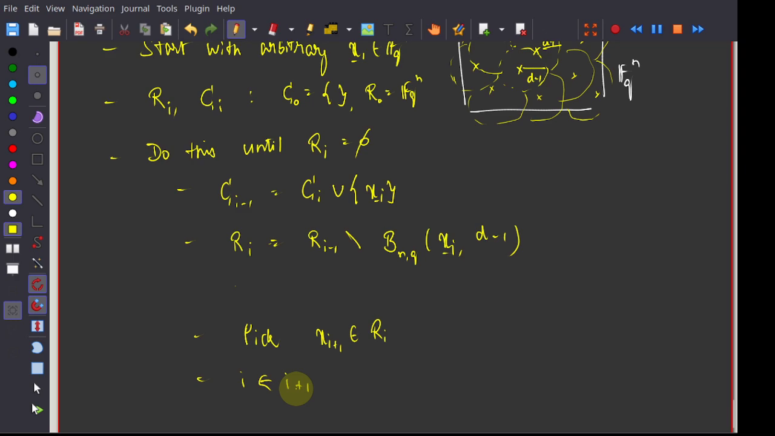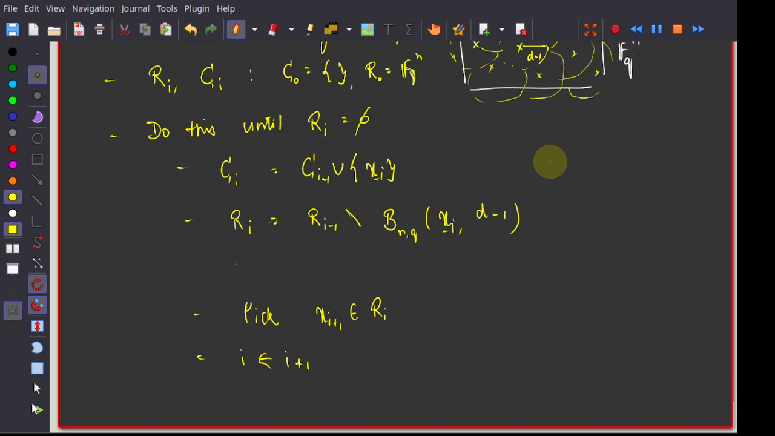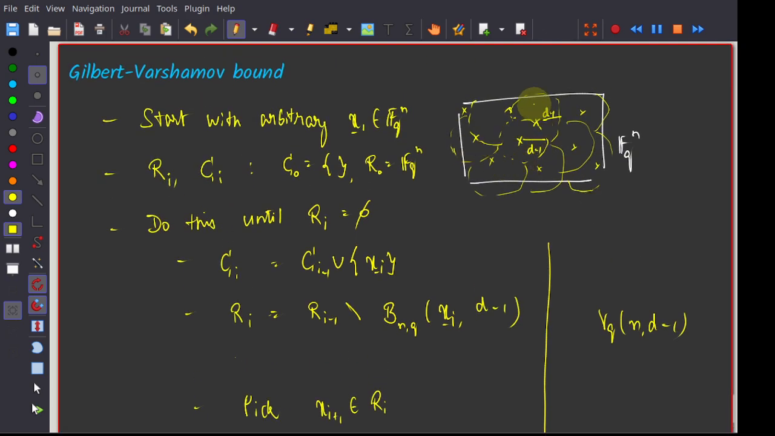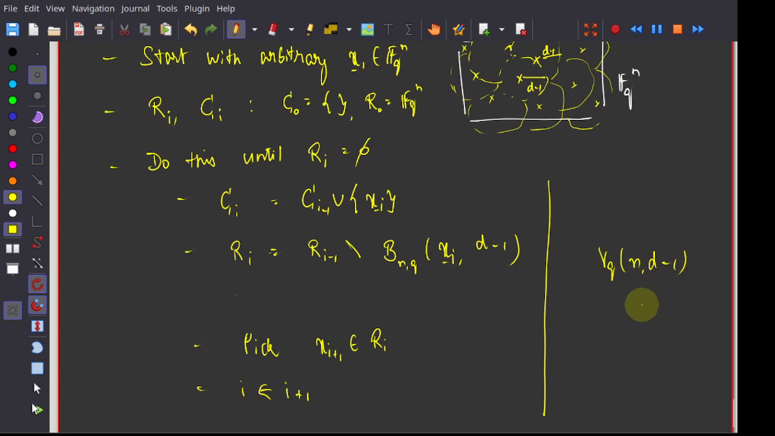Sorry, which one? Yes. Ah, okay. You need this. Okay. So now let's see. At each step, how many candidate vectors are we removing? At most these many. So that is V_q(n, d minus 1). So we're removing these many vectors in each step, right? We could be removing fewer than these, right? Because you could have removed some of these already and now you're double counting, but that's fine. I want a lower bound. So let's say that I remove at most these many vectors at each step, right?